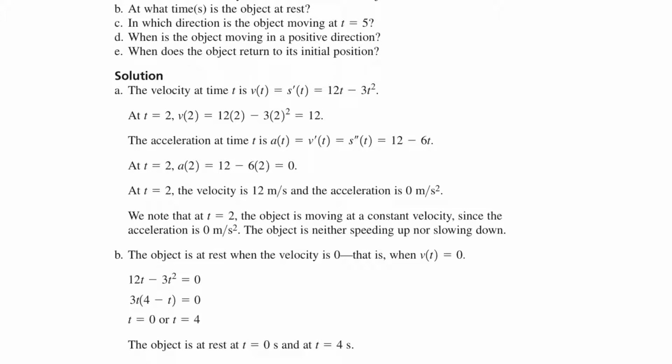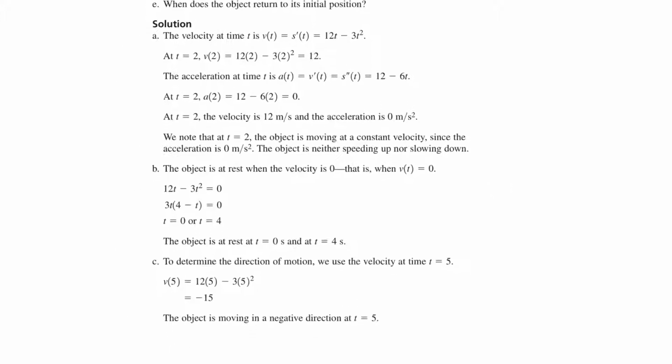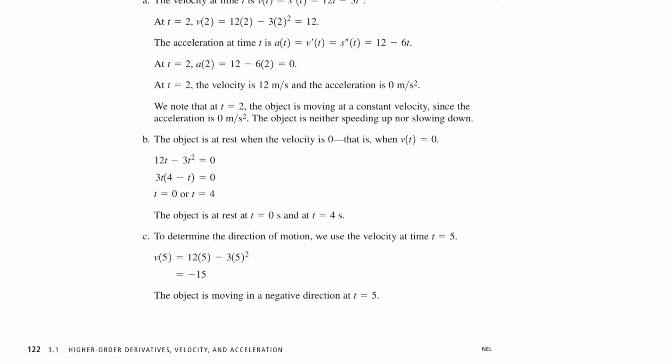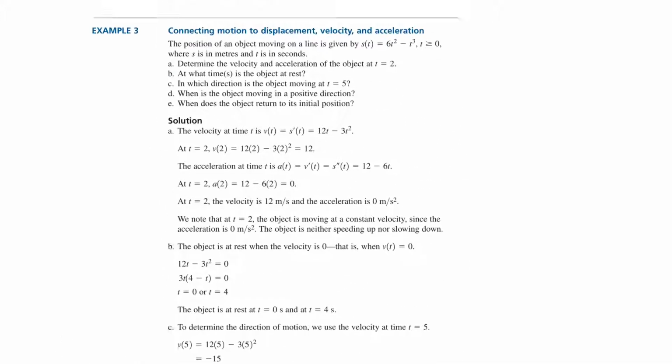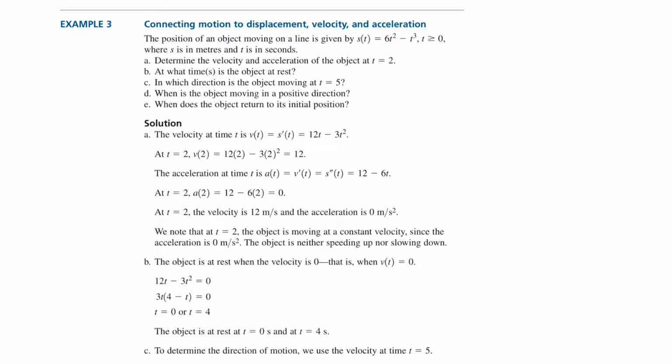Part C, in which direction is the object moving at t equals 5? Velocity at 5 is negative 15. Negative indicates the object is moving to the left or negative direction. Part D, when is the object moving in a positive direction? The object is moving in the positive direction when v of t is greater than 0. If we draw the interval or sign chart for v of t, it is 0 at 0 or 4.